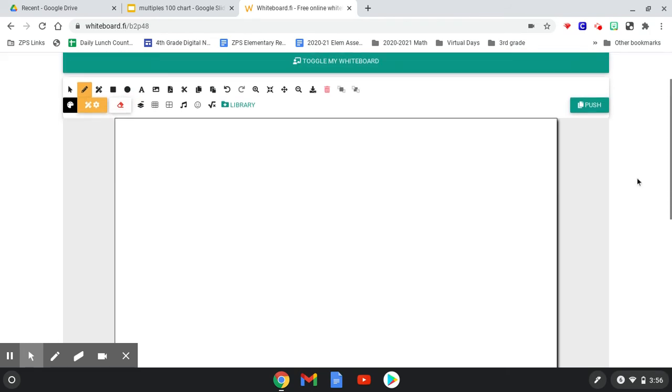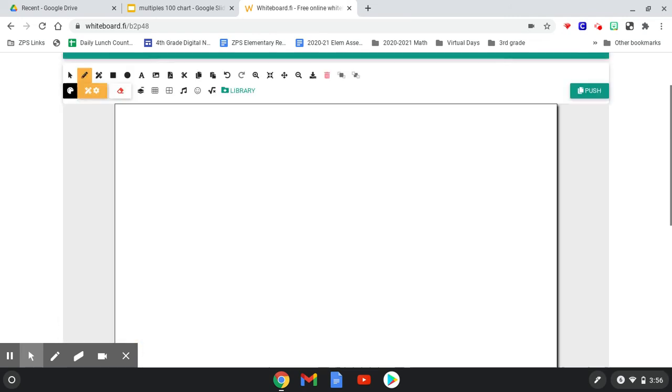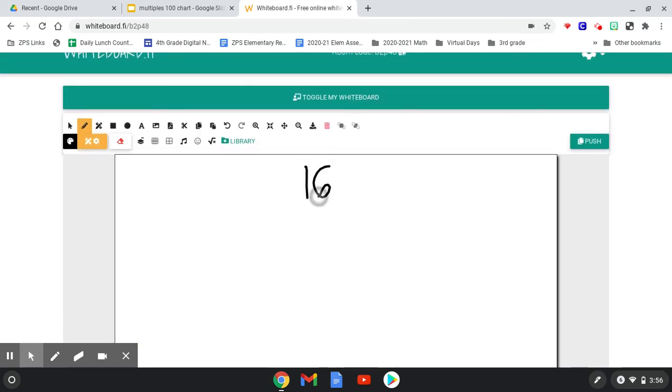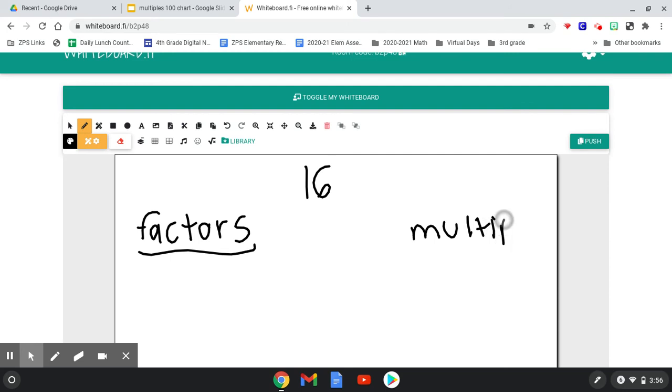This time, I want you to think of the number 16. I want you to think of the factors, 2 numbers that we can multiply, and multiples. Go ahead and write those in your notebook.